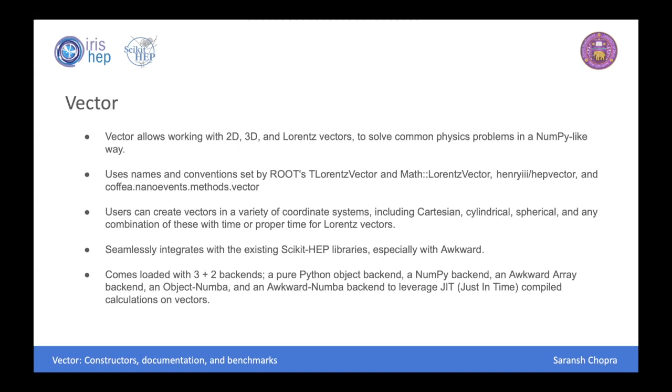So you can create vectors directly from Awkward using the with_name argument, or you can also create vectors using the vector library. And Vector comes loaded with 3+2 backends, which are a pure Python object backend, a NumPy backend, an Awkward array backend, an object Numba backend, and an Awkward Numba backend. The Numba backends leverage just-in-time compilation to perform quick calculations on vectors, especially if you have a huge list of vectors.